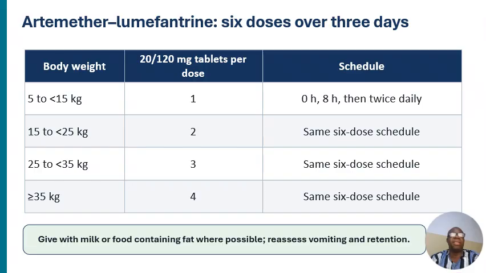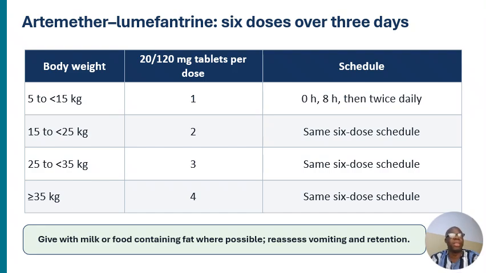The key is the weight band. A child from 5 to less than 15 kilograms receives just 1 tablet per dose. 15 to less than 25 kilograms receives 2 tablets per dose. 25 to less than 35 kilograms receives 3 tablets per dose. And a patient weighing 35 kilograms or more receives 4 tablets per dose, which is also the adult dose.